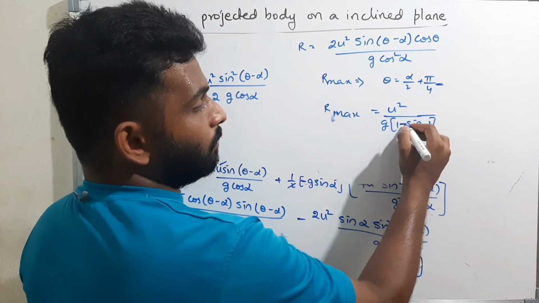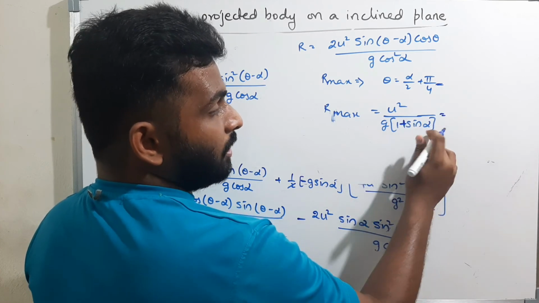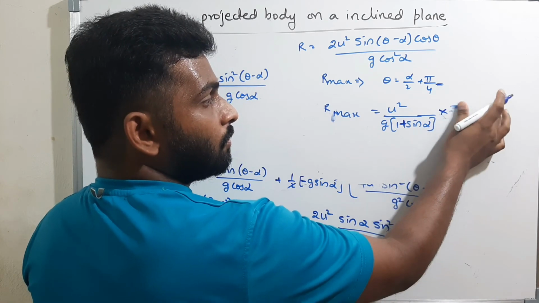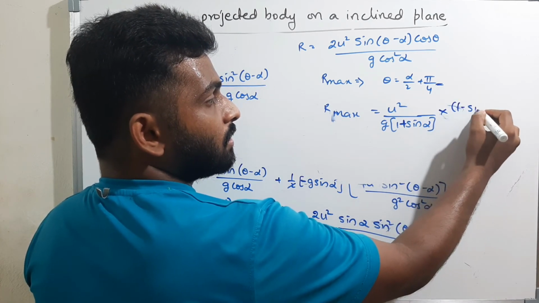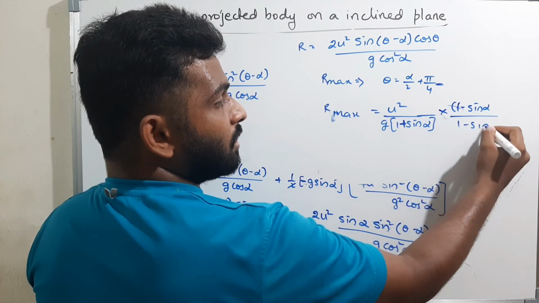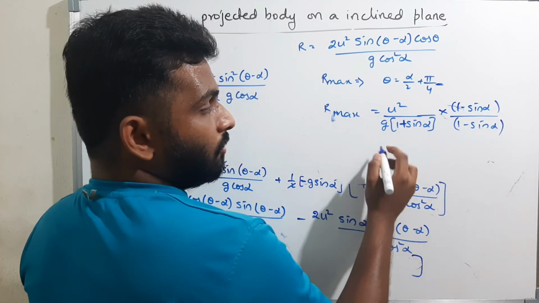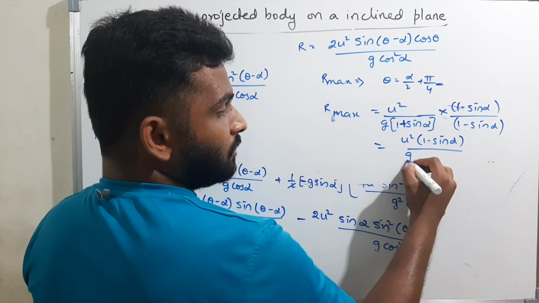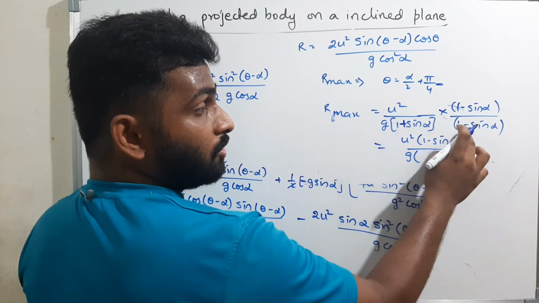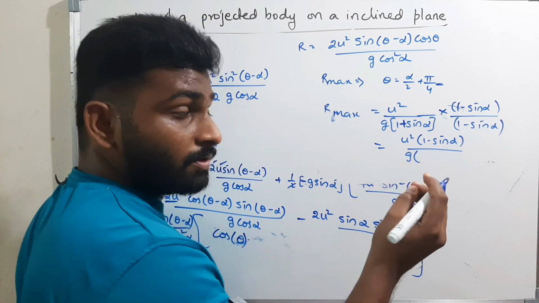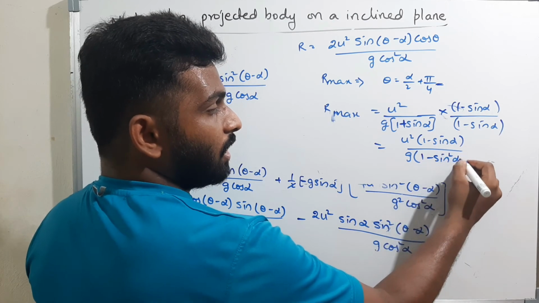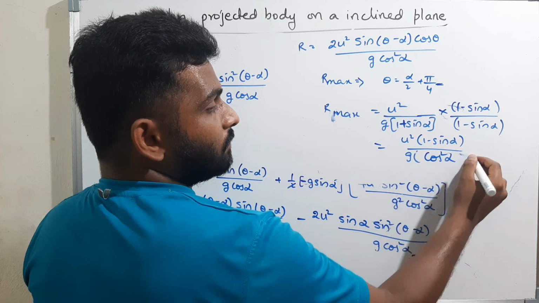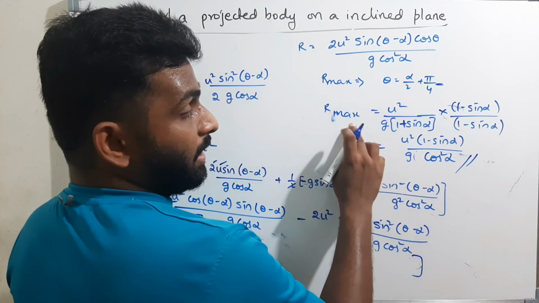Actually, it is plus alpha. Therefore, multiplying and dividing by (1 − sin α), what will I get? u² into (1 − sin α) by g... this is (a + b)(a − b), that is nothing but a² − b², that is 1 − sin² α, which is nothing but cos² α. This is one of the maximum range formulas.